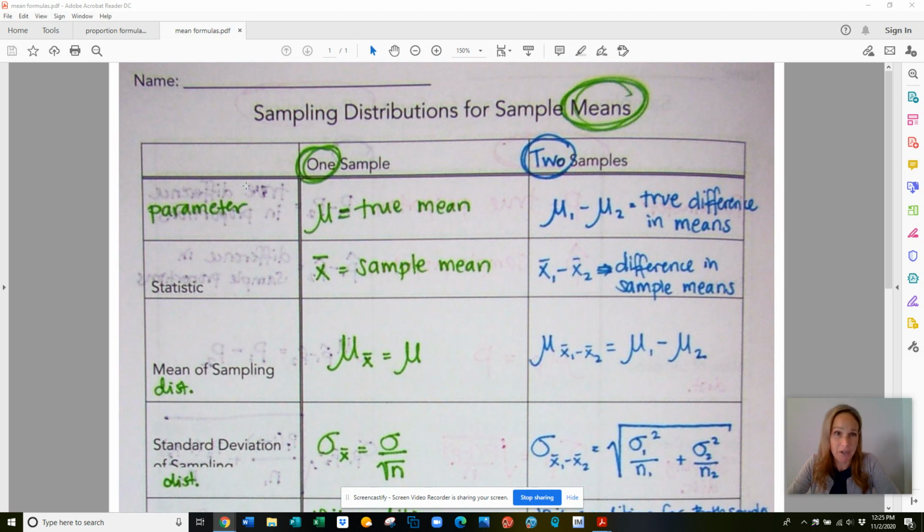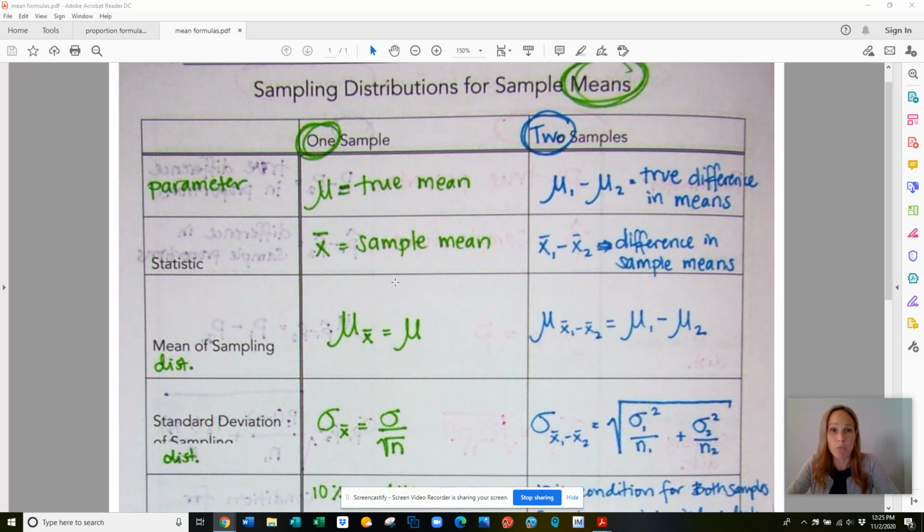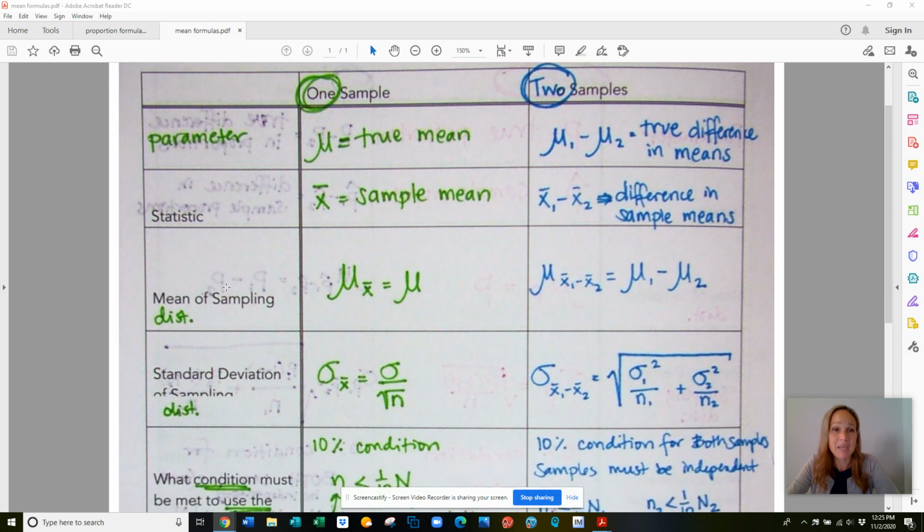So our parameter would be mu, which is the true mean. And again, we're going to start with one sample. And then after we get through those types of problems, we'll look at the formulas that we would be using for two samples. So our parameter was mu, which is the true mean. The statistic we're looking at is x bar, which represents the sample mean. The mean of the sampling distribution of size n would be mu of x, and that's going to be equal to the true mean. Okay, so the mean of the sampling distribution is an unbiased estimator for our true mean.